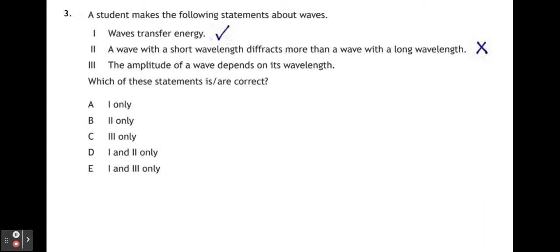And thirdly, the amplitude of a wave depends on its wavelength. Not at all. The amplitude is the size of the vibration of the waves. The wavelength is the distance from one wave to the same point on the next wave. The two things are completely independent of each other. So only answer 1 is correct, so the correct answer is A.